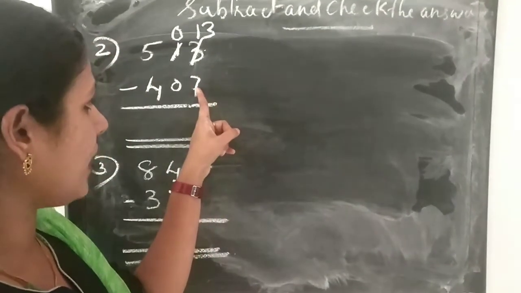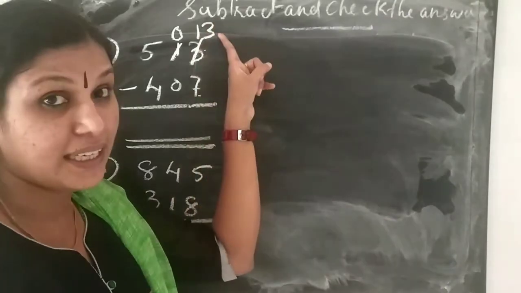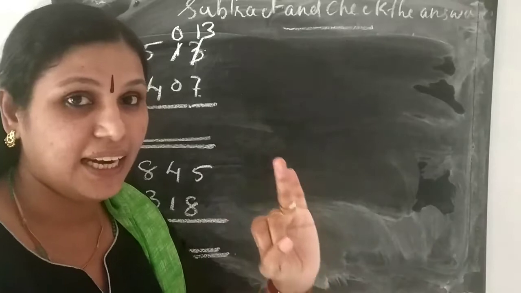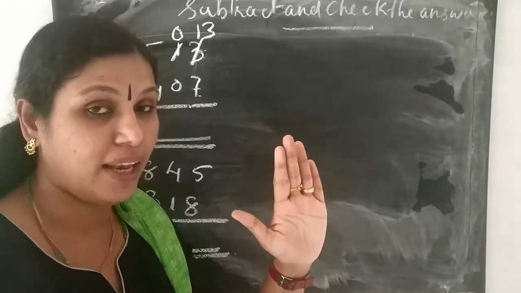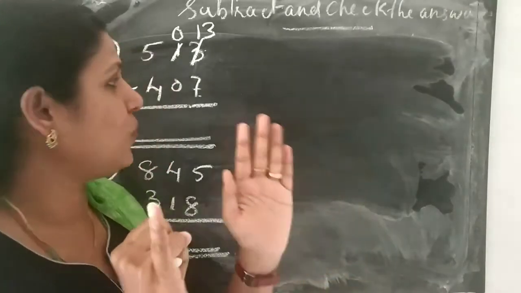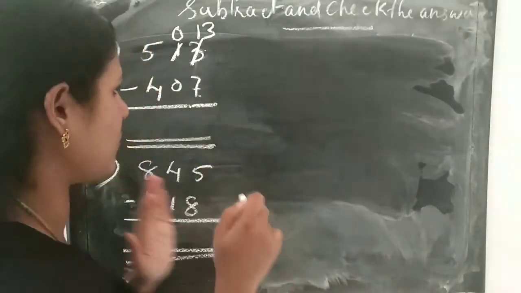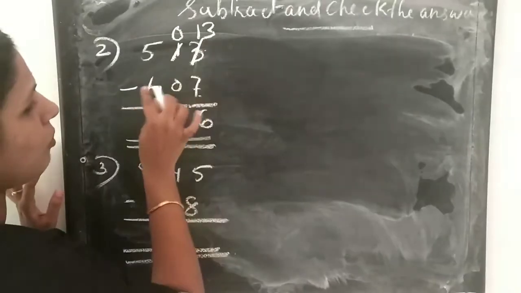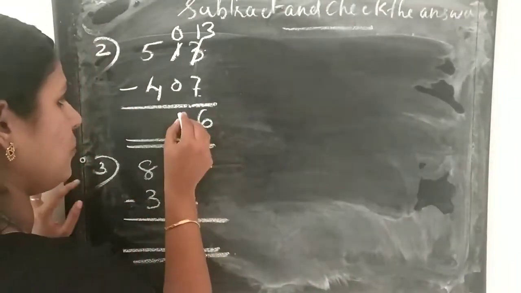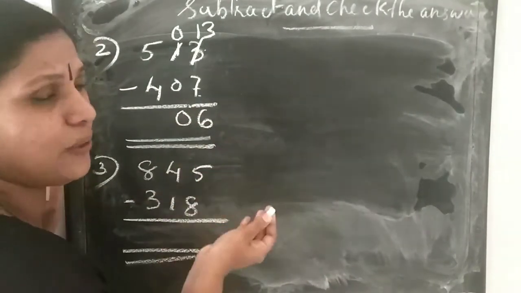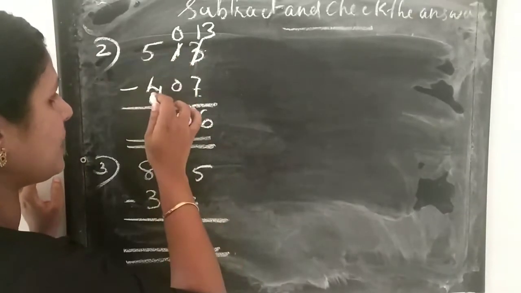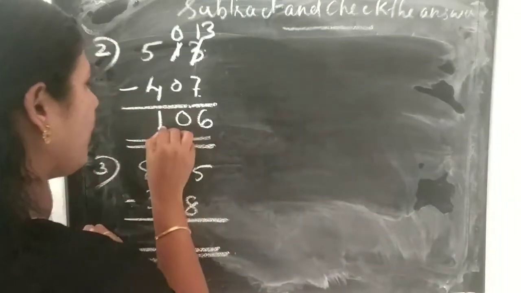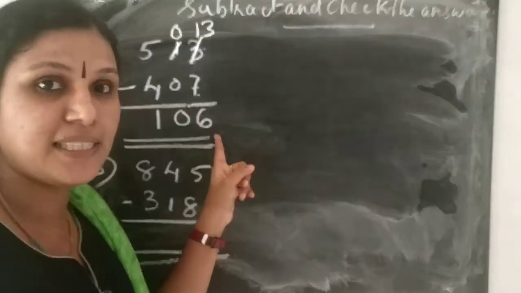Now count after 7 up to 13. After 7: 8, 9, 10, 11, 12, 13. So we get the number as 6. So we write here 6. Here 0 minus 0 is what? 0. So we just write 0 there. Then 5 minus 4 is 1. So our answer is 106.